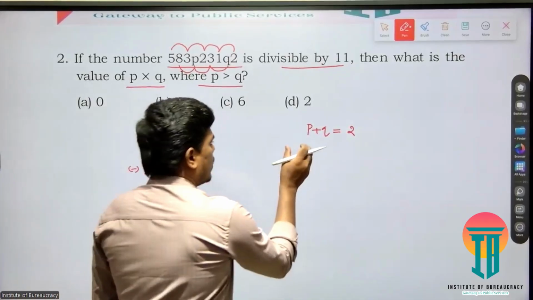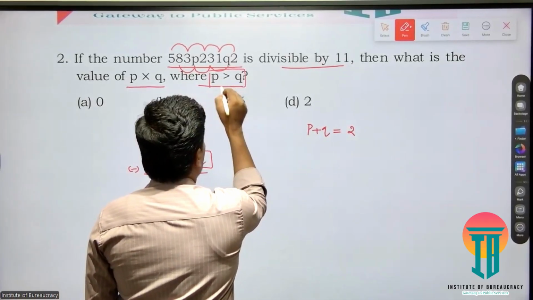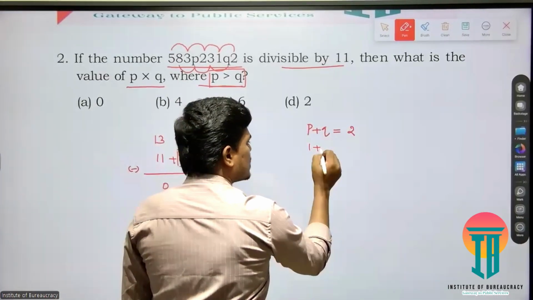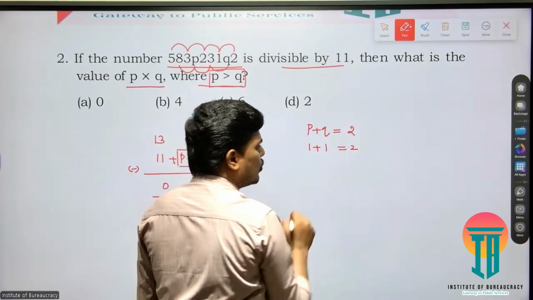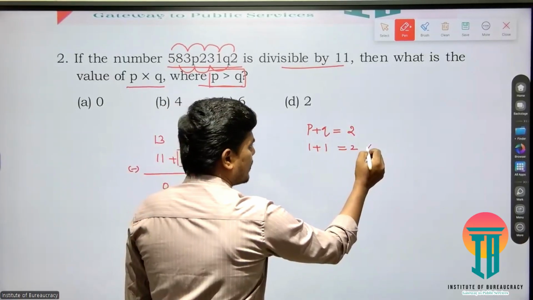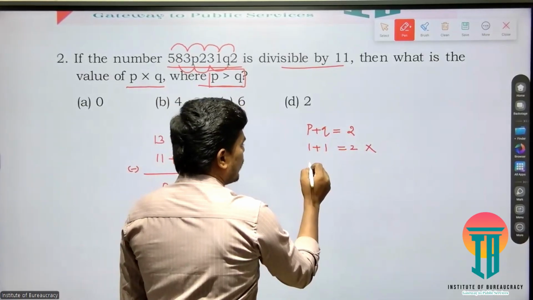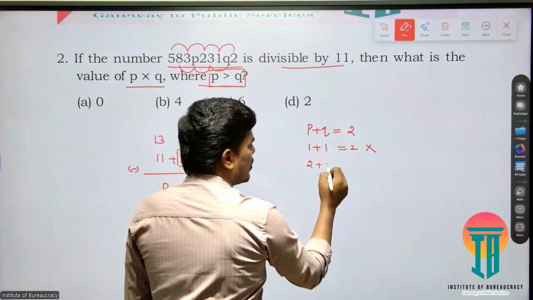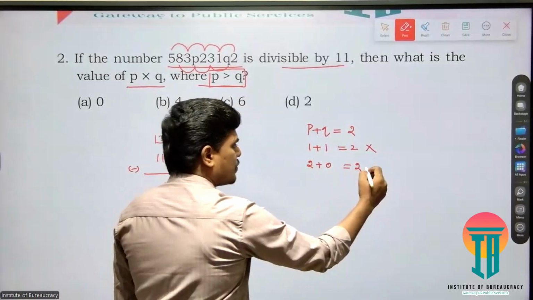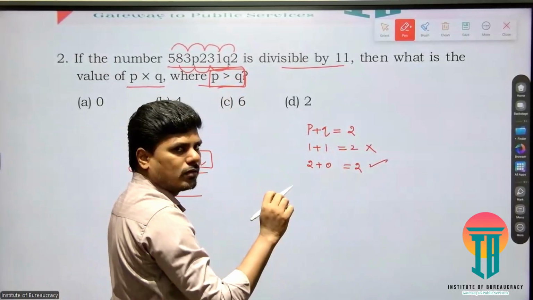Okay. Now, P plus Q is 2, and they have clearly given that P is greater than Q. Therefore, for P plus Q equal to 2, I have this possibility: 1 plus 1 is also 2. But P and Q are equal. Therefore, this possibility is ruled out. Equality is not allowed. The next possibility is 2 plus 0, which is 2. P is greater than Q, so this possibility is okay because 2 is greater than 0.